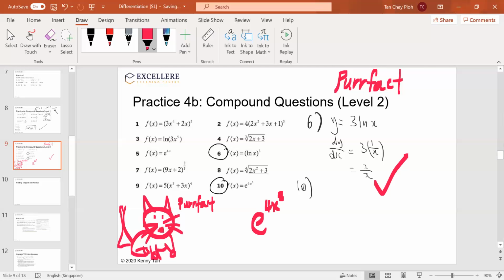How to do that? e to the 4x cubed. What's the first step? When you differentiate e to the power of anything, you just copy and paste, right? It's the same thing. Oh, yeah. Wait, it's just that.